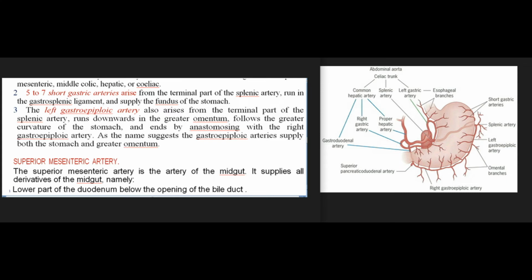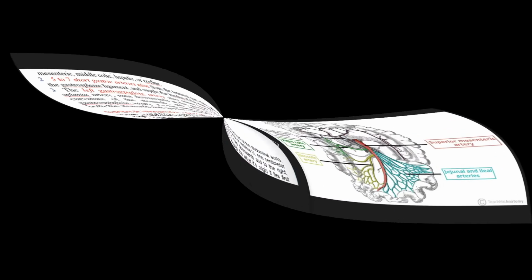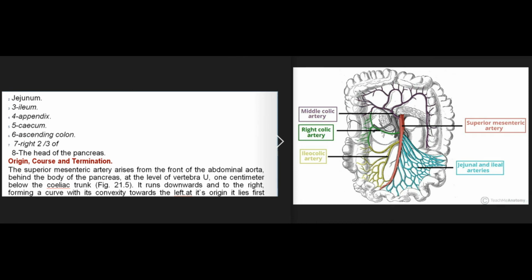Superior mesenteric artery. The superior mesenteric artery is the artery of the midgut. It supplies all derivatives of the midgut, namely: 1. Lower part of the duodenum below the opening of the bile duct. 2. Jejunum. 3. Ileum. 4. Appendix. 5. Cecum. 6. Ascending colon. 7. Right 2/3 of the transverse colon. 8. The head of the pancreas.